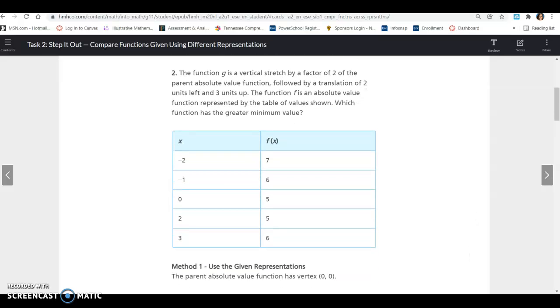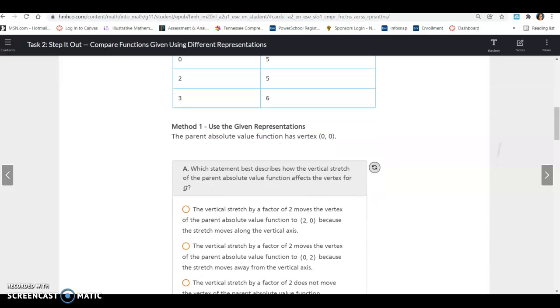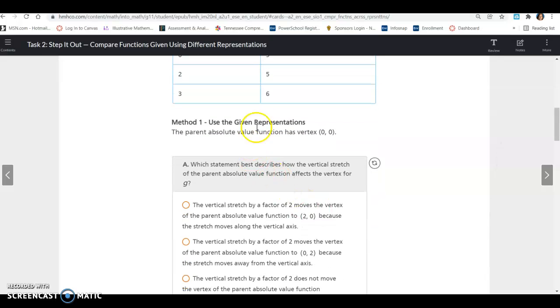All right, so we're given two functions. This one's verbal description is given to us in words. So g is a vertical stretch by a factor of 2, a translation of 2 units left and 3 units up. f of x is given in the table here. All right, method 1, use the given representations. The parent absolute value function has a vertex (0, 0). All right, so we know this. This is just a given because it's the parent function.